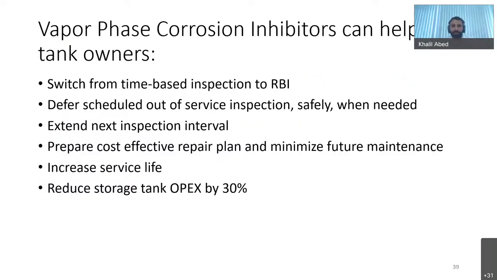So, in brief, vapor phase corrosion inhibitor application can help tank owners switch from time-based inspection to risk-based inspection. It may also help in deferring a scheduled out-of-service inspection safely when needed. It can contribute to the extension of the next inspection interval, and also help increase the overall service life and reduce the storage tank OPEX by 30%.